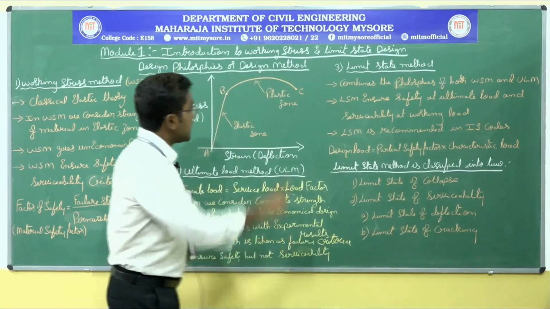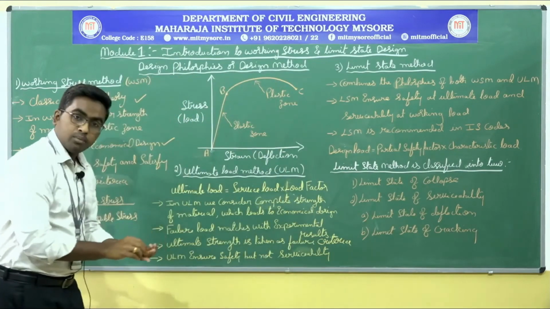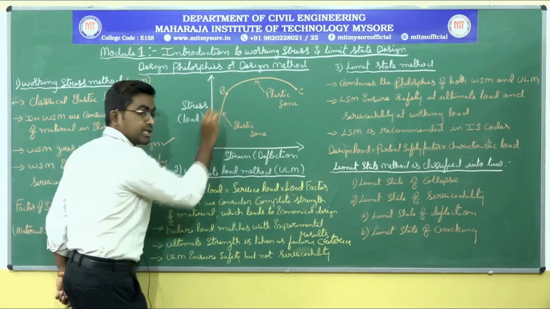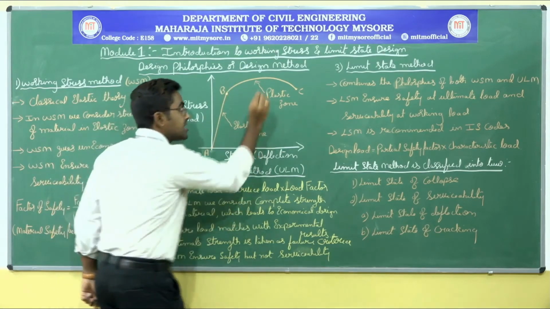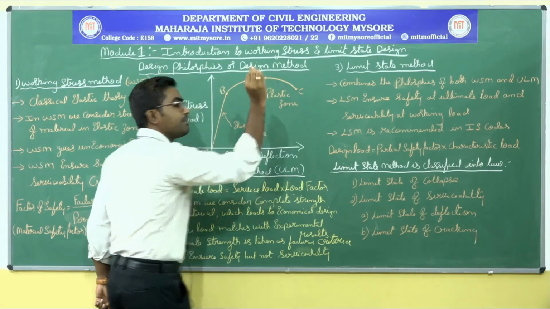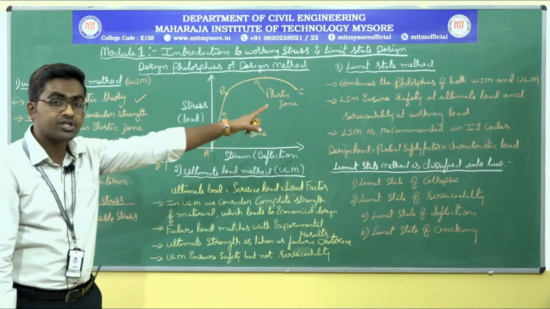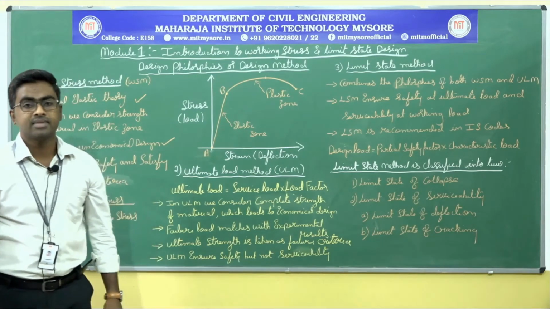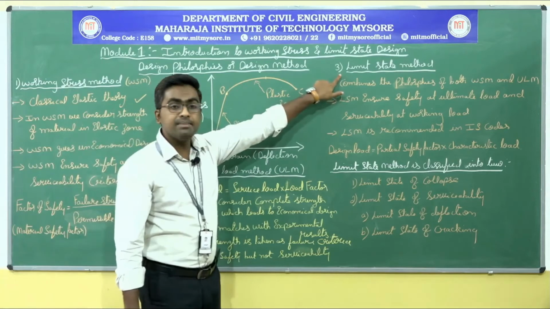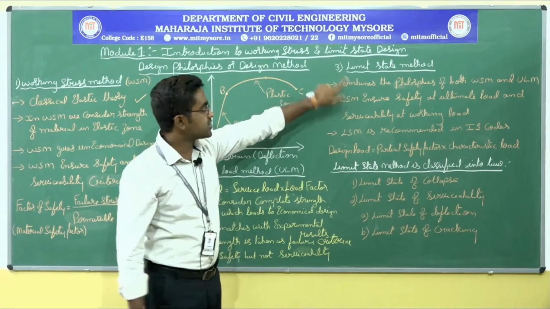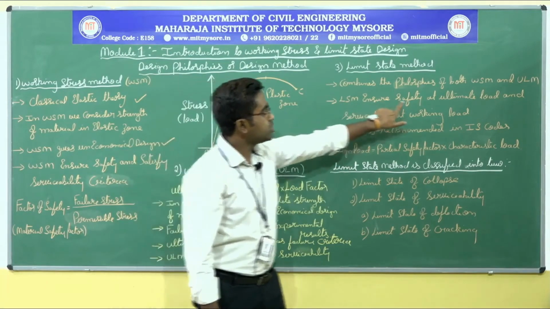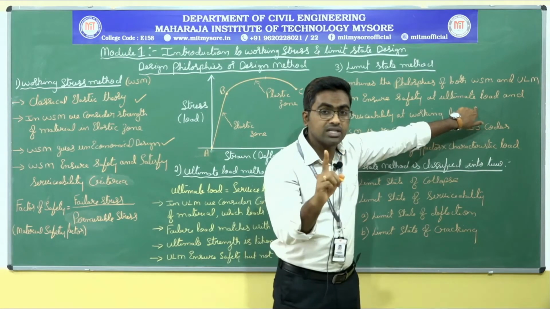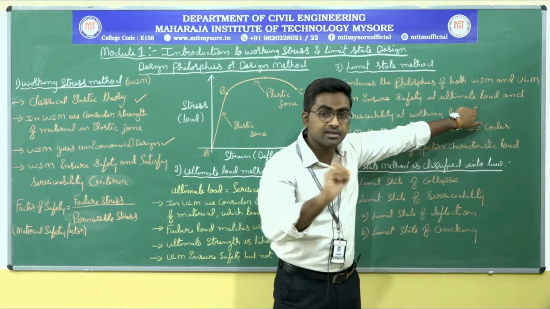That means in the limit state method, I am going to consider the strength of the material in the elastic zone and the partial strength of the material in the plastic zone. Not complete strength, a partial strength in the plastic zone. Therefore, using the limit state method, if you design any structural component, it ensures safety at ultimate load. Even at the ultimate load, the structure will not collapse.